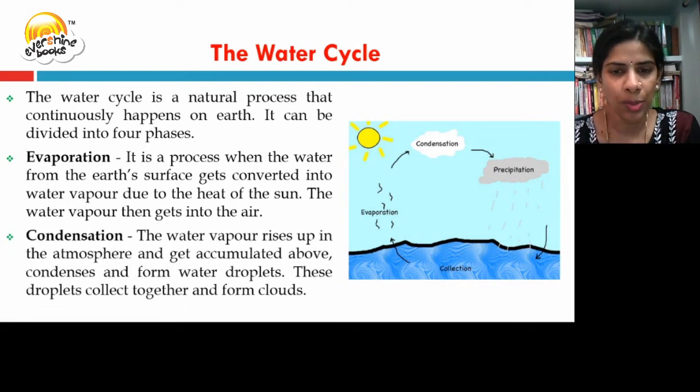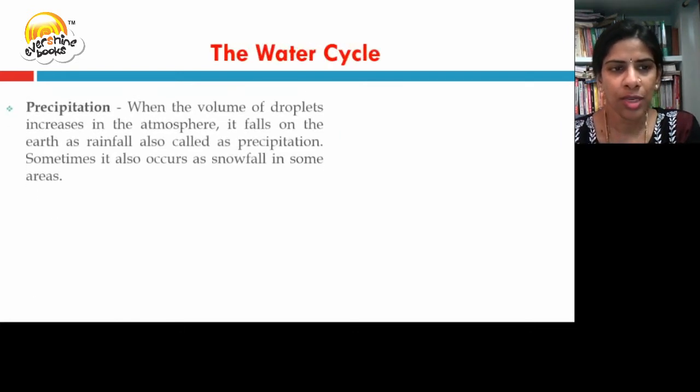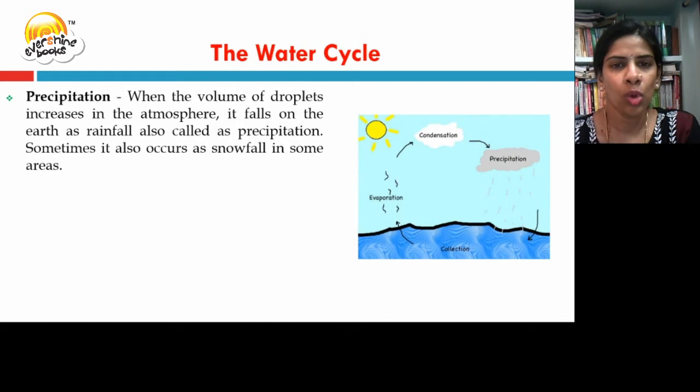Condensation. The water vapor rises up in the atmosphere, gets accumulated and begins to condense to form droplets. These droplets get collected together to form clouds. This is the second phase of the water cycle, condensation. The third phase is precipitation. When the volume of droplets increases in the atmosphere, it begins to fall on the earth as rainfall or snowfall. We call this precipitation.